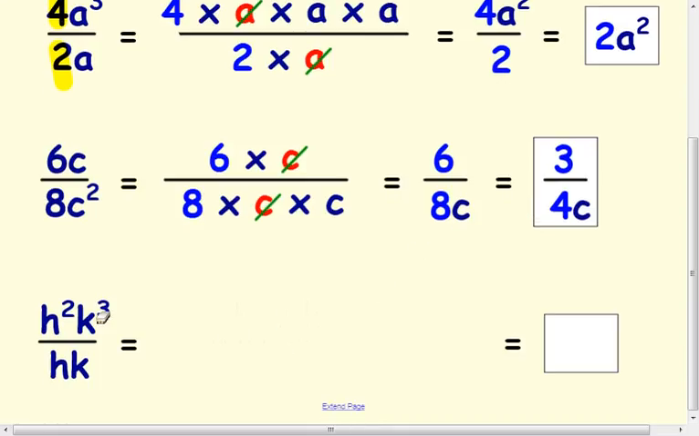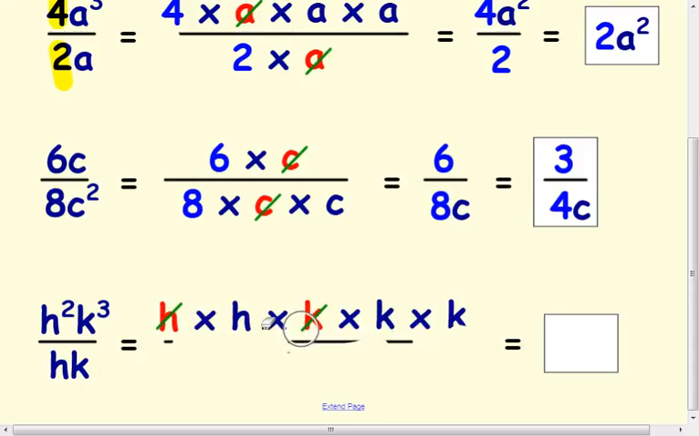Okay, last one here. H squared k cubed. That really just means h squared times k cubed. So that's 2 h's multiplied and 3 k's multiplied. On the bottom, just h times k. So you'll notice I've cancelled out one of the h's, one on the top, one on the bottom. I've also done the same with the k's, one on the top, one on the bottom.